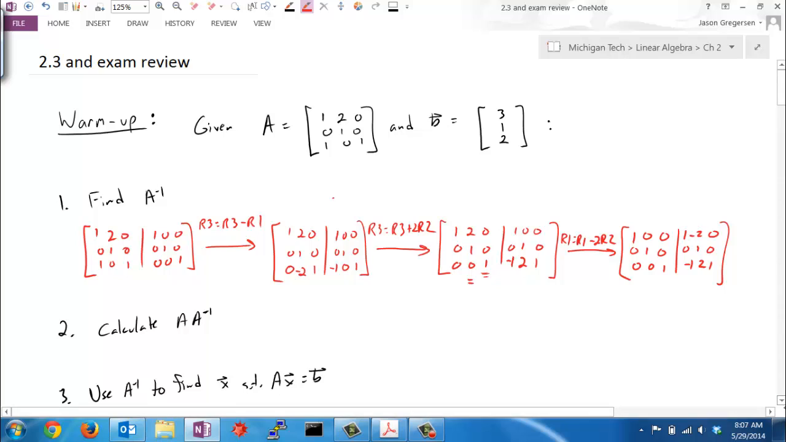All right, any questions so far? So I've taken A, I've row reduced it to identity, and when I do that, this right-hand side should be my inverse matrix. Now for the test.